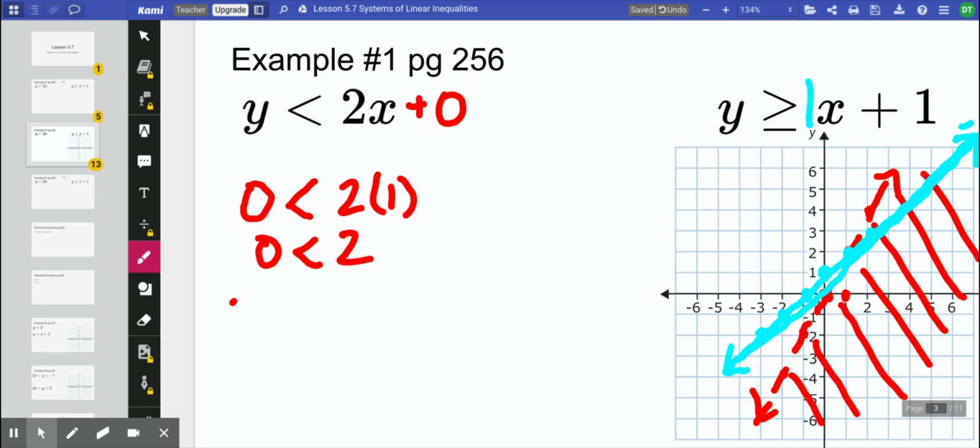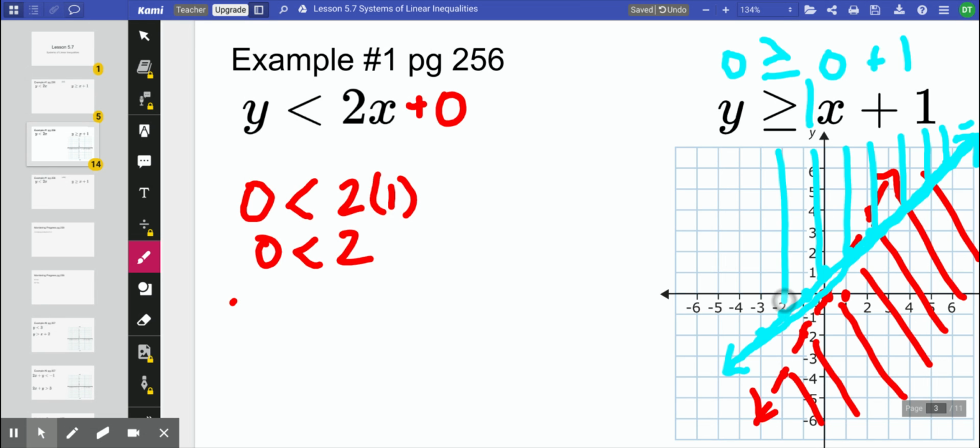Now again, we need to figure out which side we shade. So I'm going to pick the point (0, 0) because that makes sense for this one. Is 0 greater than or equal to 0 plus 1, which would be 1? 1 is not less than 0, so I have to shade the top side of the line, which is this side up here.